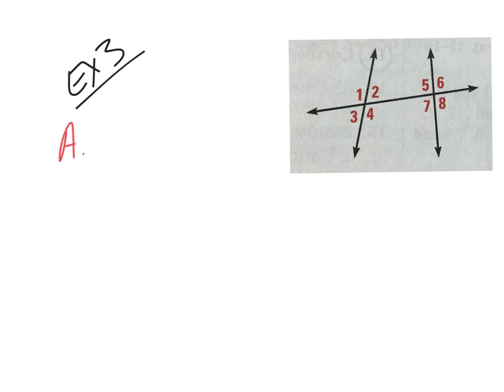All right, for A, we're finding all of the angle pairs that are corresponding. Okay, first, look at this. Which line is the transversal? The one going horizontal, right? So this is your transversal. Just always take a minute to find the transversal. So corresponding angles means they're in the same position. If you look at these compared to these, they're in the same position.